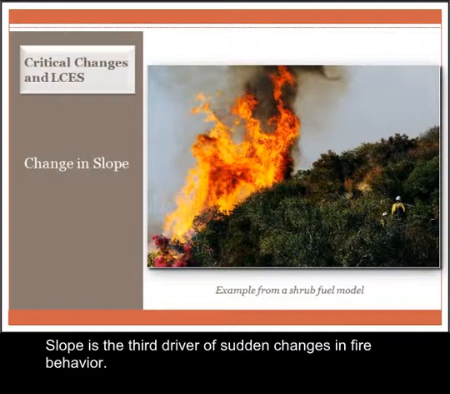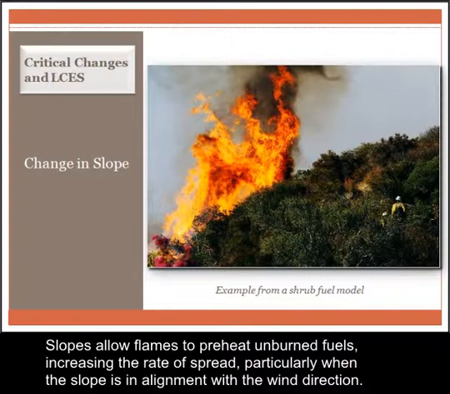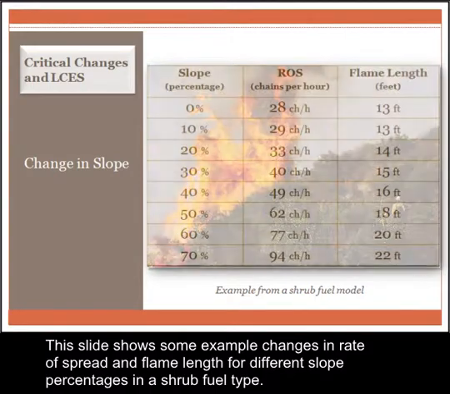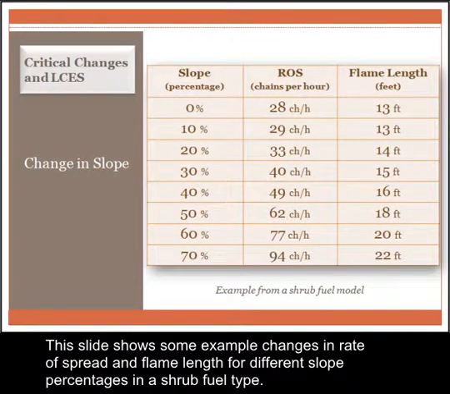Slope is the third driver of sudden changes in fire behavior. Slope allows flames to preheat unburned fuels, increasing the rate of spread, particularly when the slope is in alignment with the wind direction. This slide shows some example changes in rate of spread and flame length for different slope percentages in a shrub fuel type.